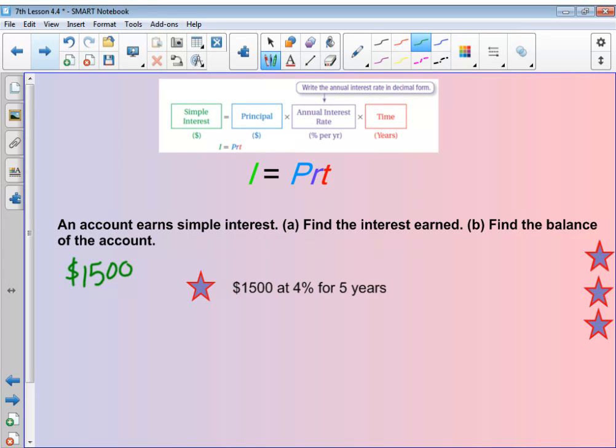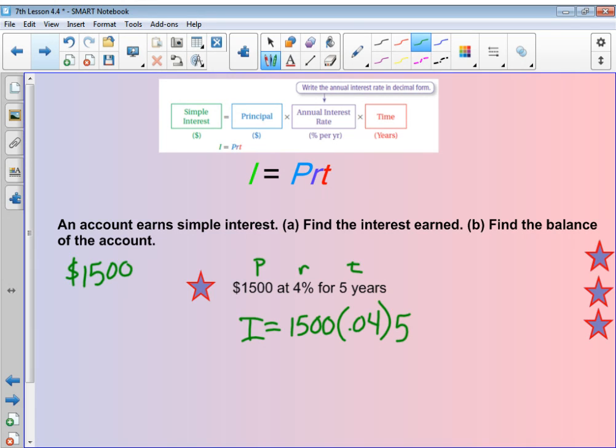So we're going to plug in the information that we know. So our $1,500, that's our P in our formula, that's our principal. Our 4%, anytime they give us our percent, that's our rate. And then our 5 years, that would be our time. So we're going to go ahead and plug those three things into our equation up above. So our interest equals our principal, which was $1,500, times our rate. Now the rate I'm going to go ahead and write as its decimal form of 0.04, and times our time. So our time was 5 years.